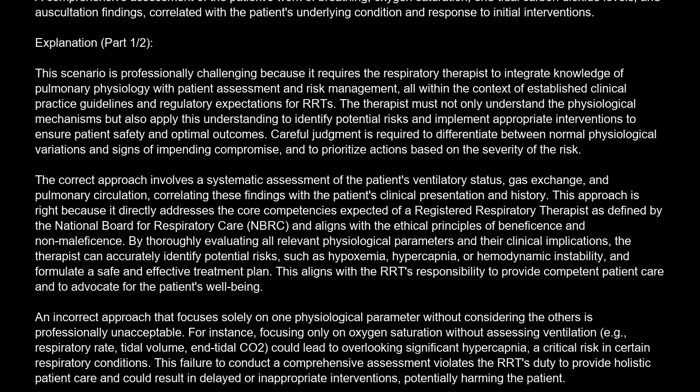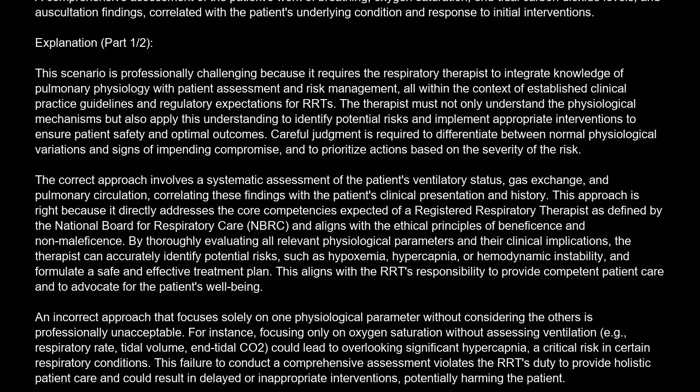The therapist must not only understand the physiological mechanisms, but also apply this understanding to identify potential risks and implement appropriate interventions to ensure patient safety and optimal outcomes. Careful judgment is required to differentiate between normal physiological variations and signs of impending compromise, and to prioritize actions based on the severity of the risk. The correct approach involves a systematic assessment of the patient's ventilatory status, gas exchange, and pulmonary circulation, correlating these findings with the patient's clinical presentation and history.